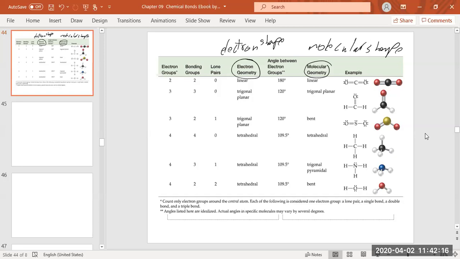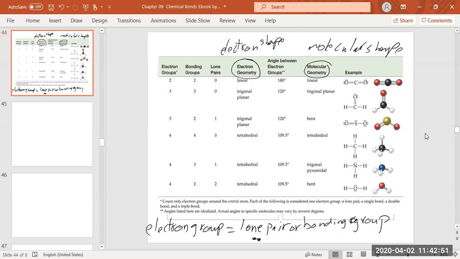Electron shape will count all the electron groups around the central atom. By the way, you have to focus on the central atom. How many electron groups? The electron group could be a lone pair, this is the lone pair, or a bonding group. This bonding group could be an atom, or a group of atoms.